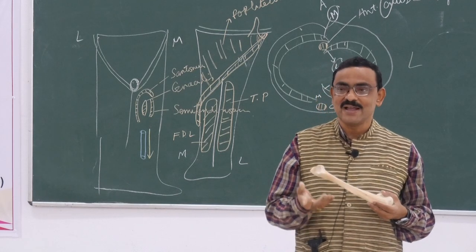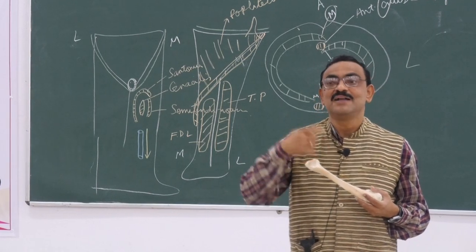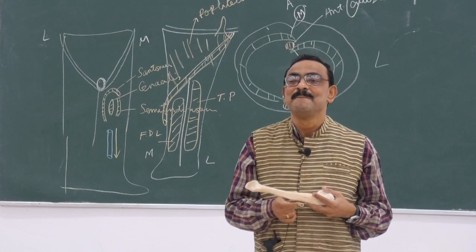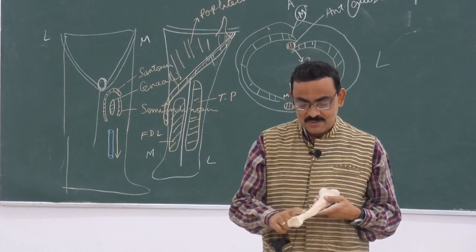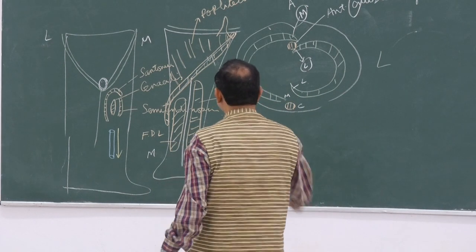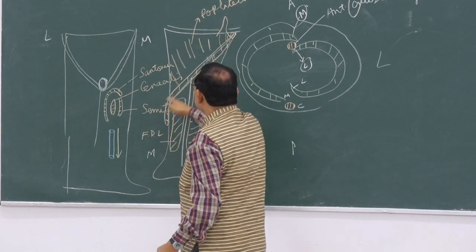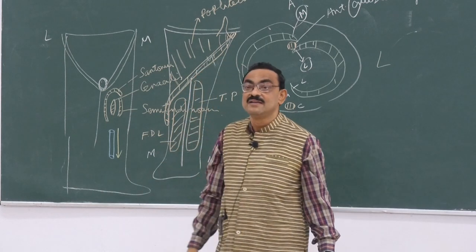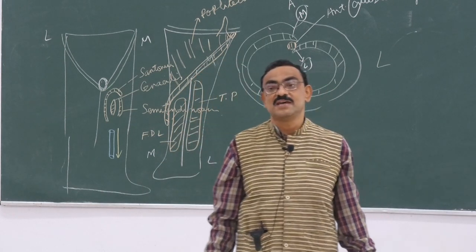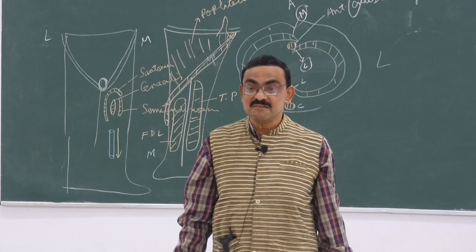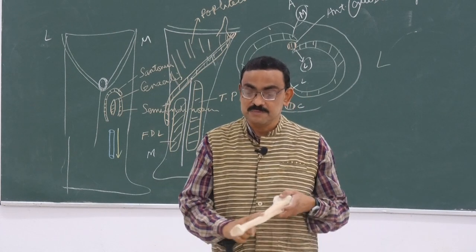You can unveil that truth yourself, unveil the mystery. Okay, so this is the tibialis posterior, this is the flexor digitorum longus, this is the popliteus, and this is the soleus. These are the muscles which are attached at the posterior surface of the tibia.